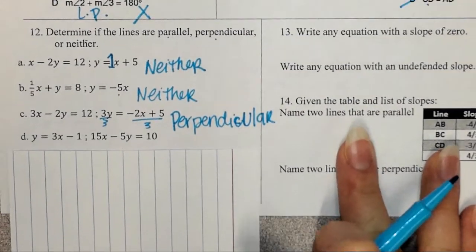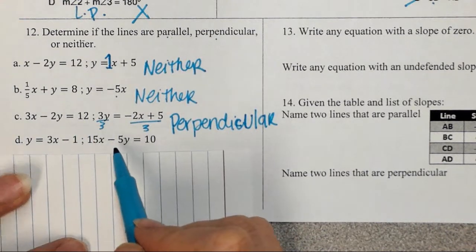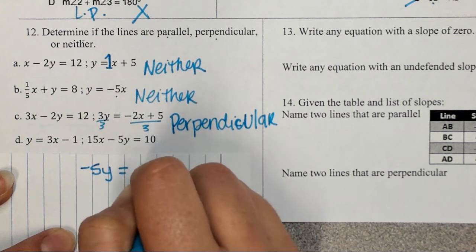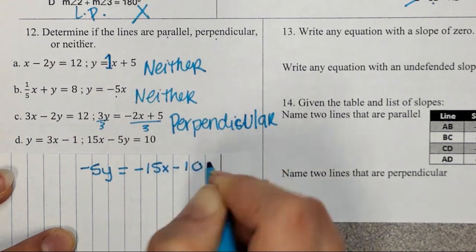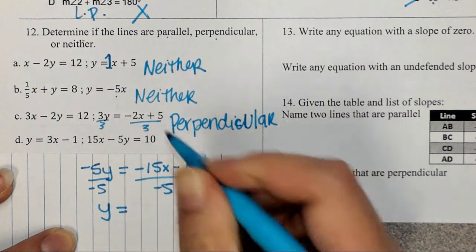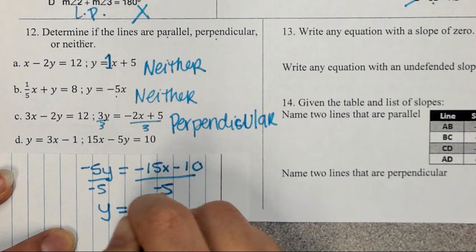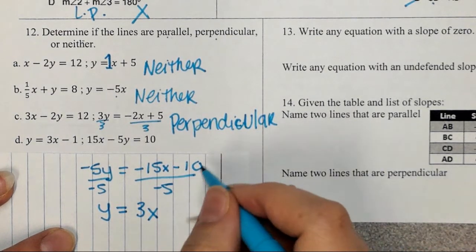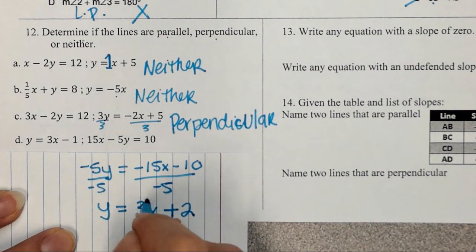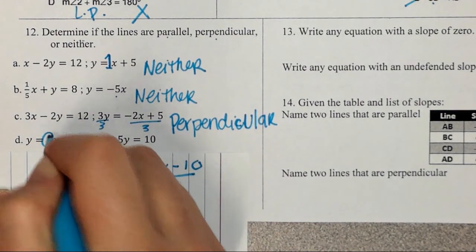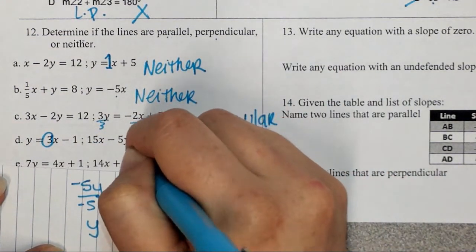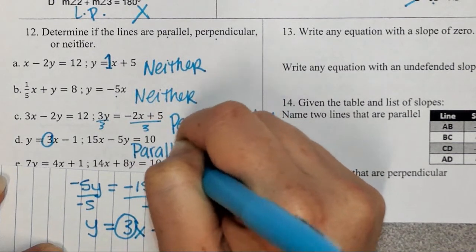Next, y equals 3x minus 1, and then we need to convert this one. So negative 5y is equal to negative 15x minus 10. Divide by negative 5. Negative 15 divided by negative 5 is a positive 3. Negative 10 divided by negative 5 is a positive 2. So when we look at these slopes, they're the same. Their y-intercepts are different, so that means that they're different lines, and they are parallel.